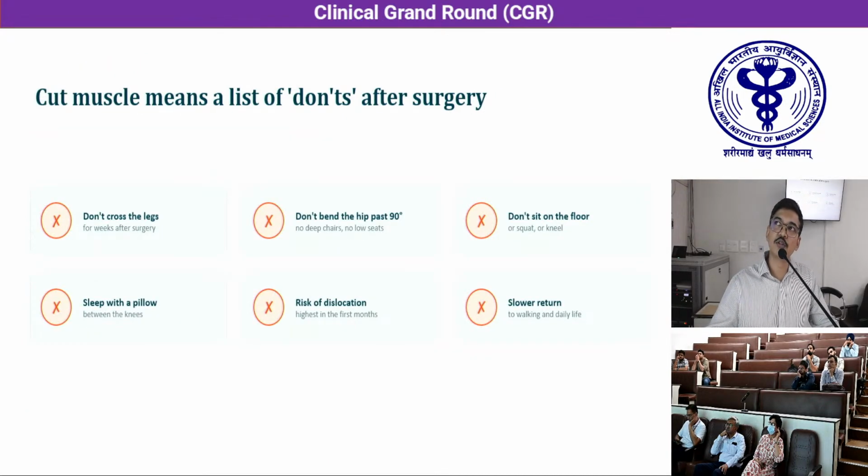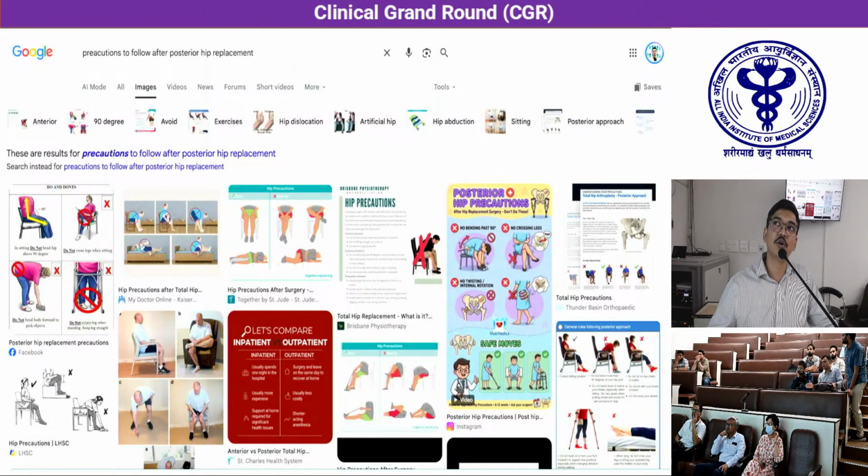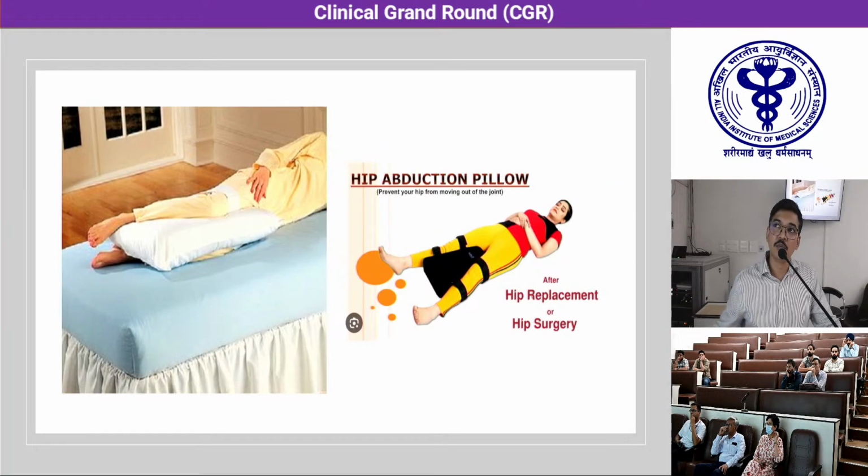So cut muscle means a list of don'ts after the surgery. Obviously, we have repaired all this tissue and we want this tissue to heal again and become functional. So that's why crossing legs is avoided, not bending beyond 90 degrees, not sitting on the floor, sleeping with a pillow, risk of dislocations and slower returns. If you go through Google and just type the precautions to follow after posterior hip replacement, these are all the precautions. They will pop up from all the hospitals, all the implant companies, the multiple precautions attached to it. And the most common is hip abduction. So you have to use this pillow between the legs for a minimum of 3 to 6 months, and you cannot sit beyond 90 degrees of flexion.